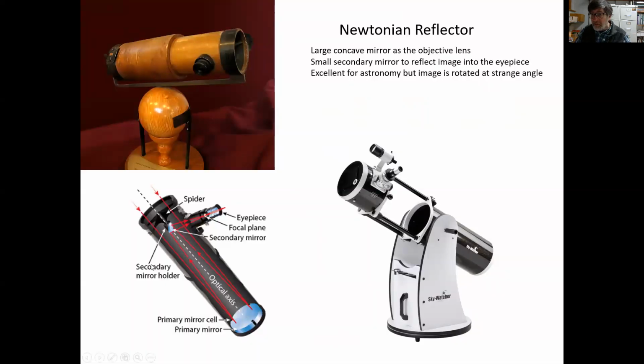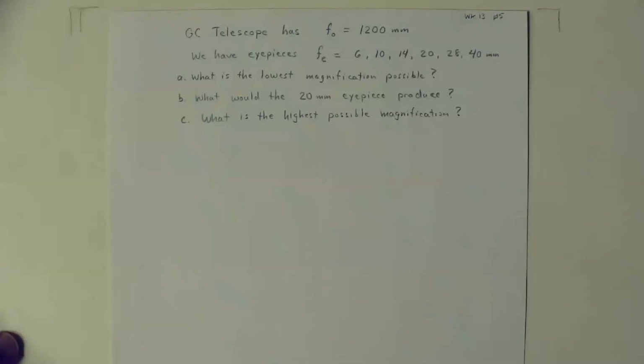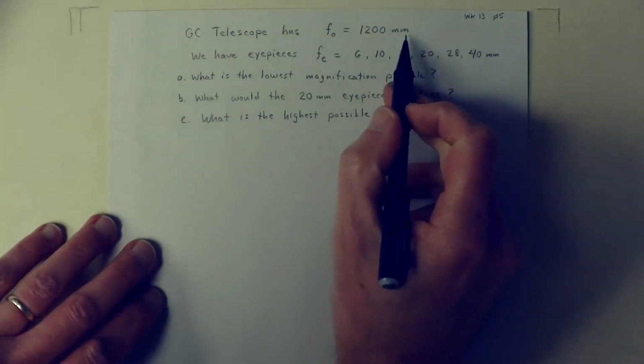All right, now let's do an example. Stop this and switch cameras. So one of our Goshen College telescopes, the refractor, in fact, has an objective lens with a focal length of 1,200 millimeters.